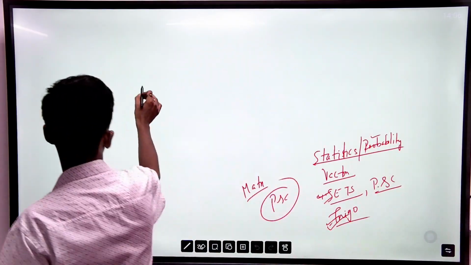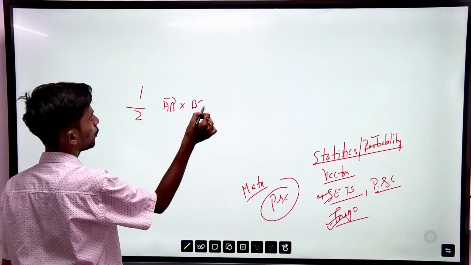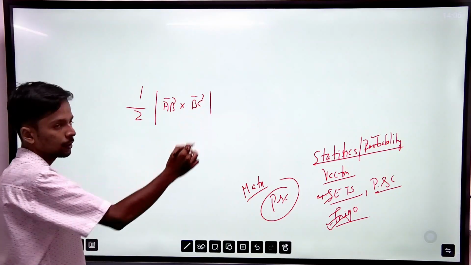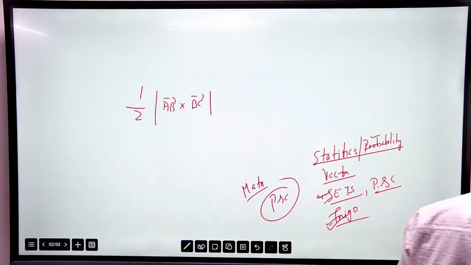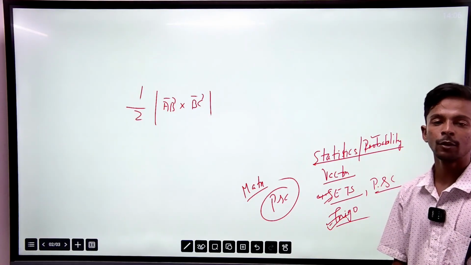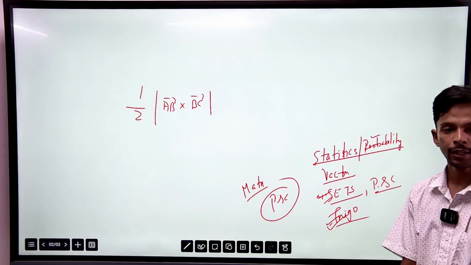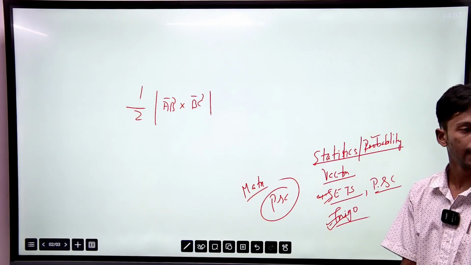मतलब ये वाला half into AB vector into, means cross product, BC vector, and obviously you are taking a modulus because it cannot be negative, right? Half into AB into BC. Always you have to find the magnitude also, huh? Suppose I am getting AB cross BC is equal to i cap plus j cap plus k cap, then it will be root 3, 1 plus 1 plus 1. So root 3 by 2 will be the area.